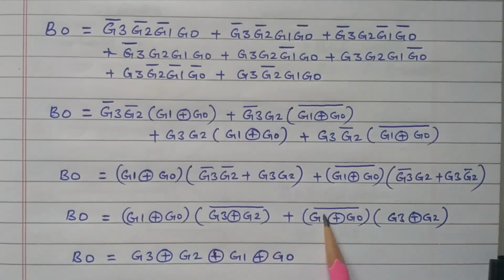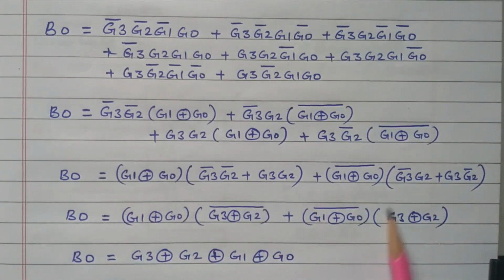Similarly, this G3 dash G2 plus G3 G2 dash is nothing but directly we can write it as exclusive OR gate, G3 exclusive OR of G2. Now see this, what is available here? We take this as A, this as B, this as A, this as B. So it is nothing but A B bar plus A bar B. So this is nothing but again an exclusive OR gate.